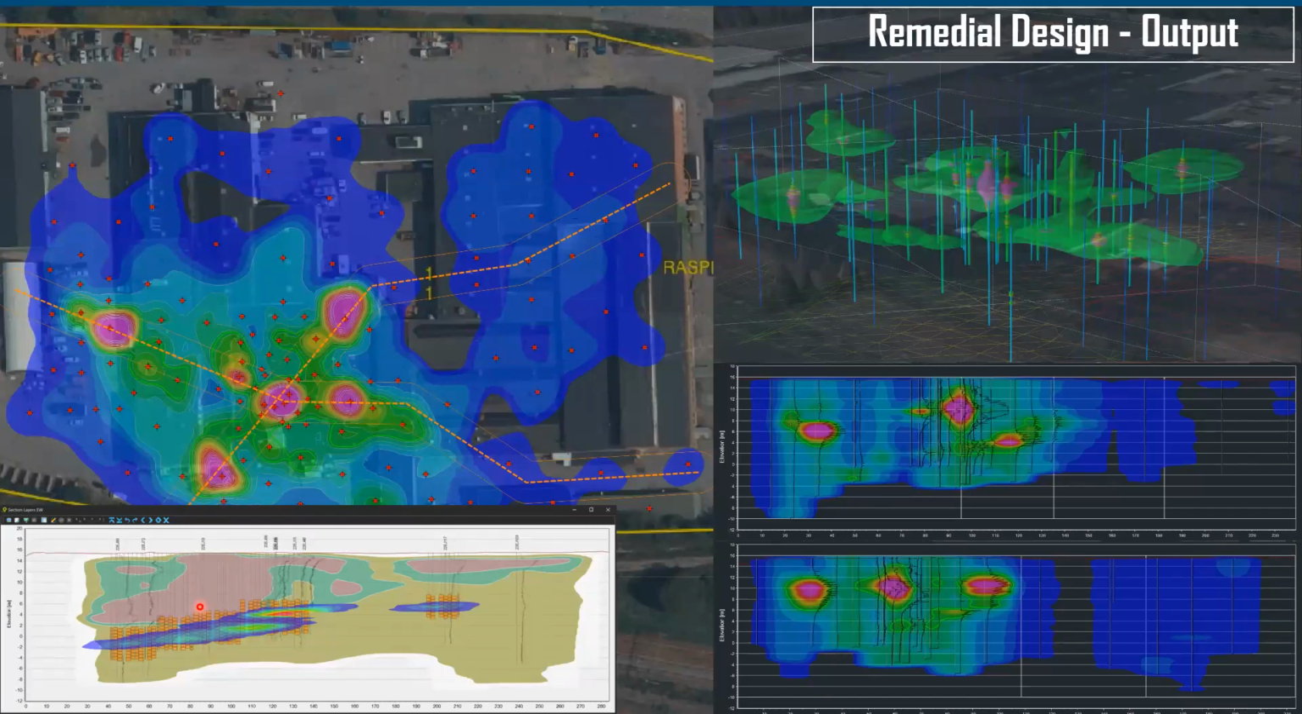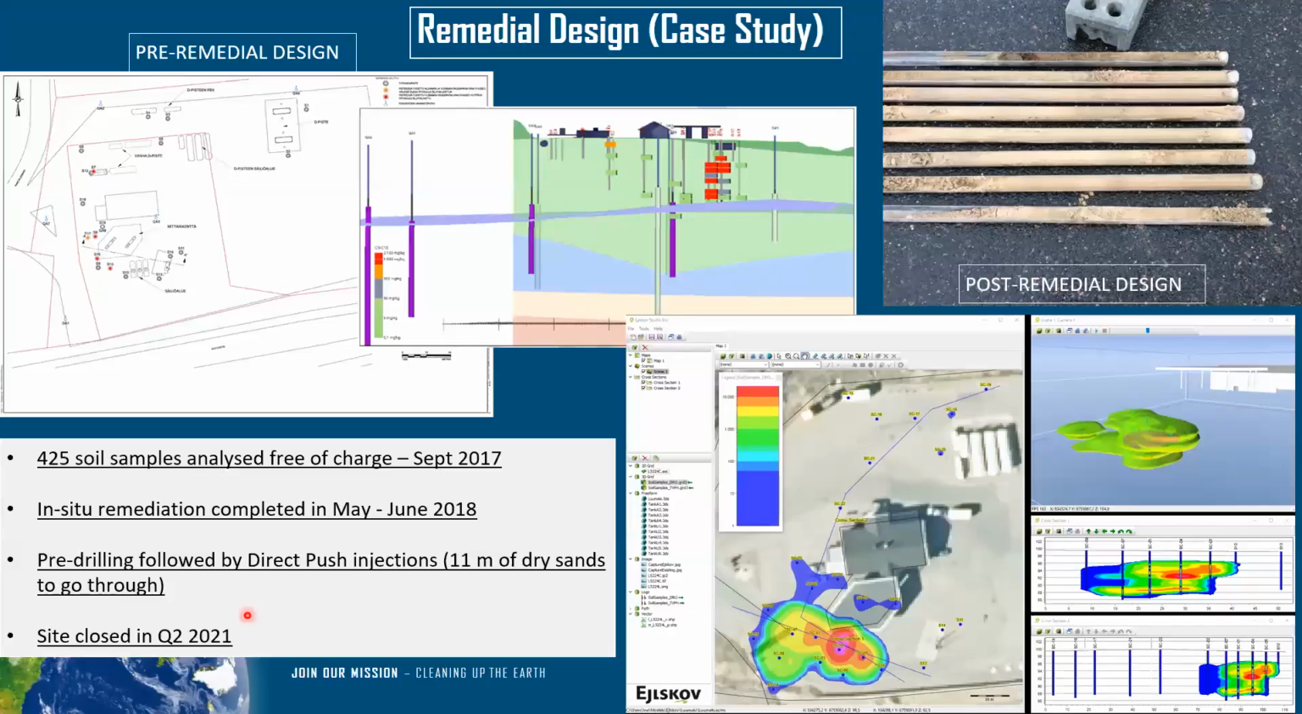We had 700 soil samples analyzed for free, which roughly leads you to a saving of 50,000 euros on the whole project. And with that data, we were also able to generate a cluster of monitoring wells for design purposes, which were screened at specific depth. And as you can see as an output, the design of the injection was done following all that high resolution data generated throughout the RDC phase.